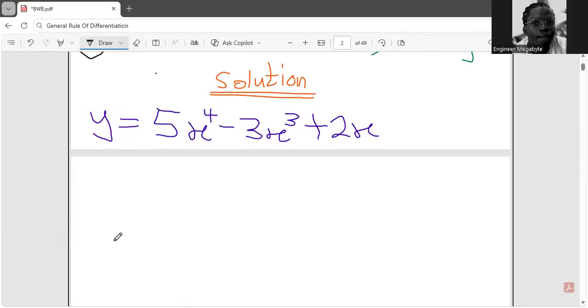The first thing we are supposed to do: I told you that y prime is the same as dy dx. So in solving this, first of all I'm going to write my dy dx is equal to what? If you want to differentiate, first of all, we let this 4, the exponent, come and multiply the coefficient. So you are going to get 4 times 5.